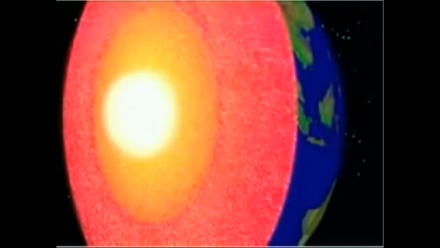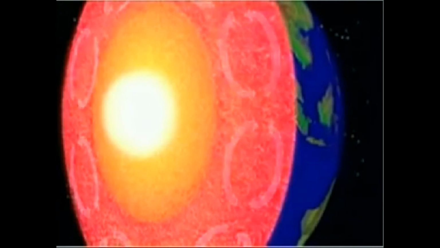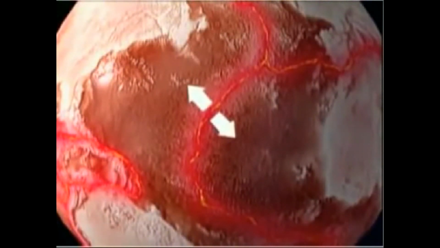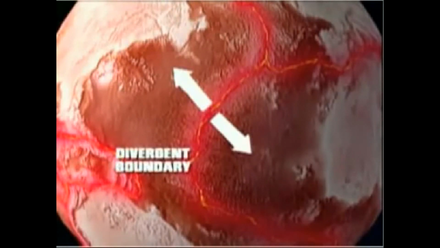Now the question is, why are the plates moving? Scientists believe that the material in the mantle is circulating. The moving mantle causes the plates above to move as well. Here, the plates are moving apart in opposite directions. The area where the plates are moving apart is called a divergent boundary.